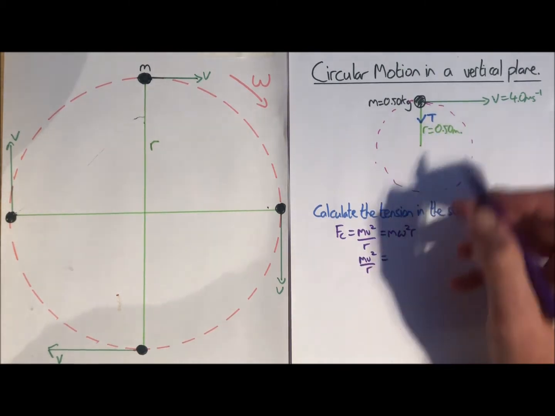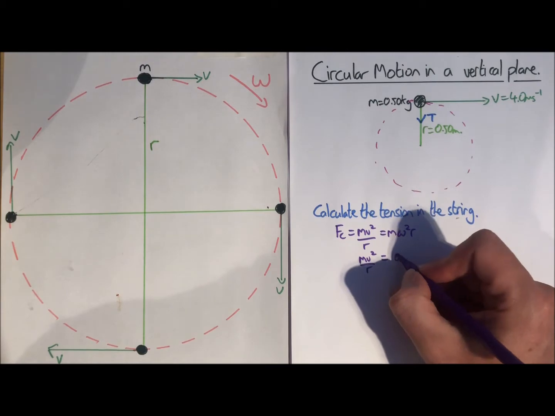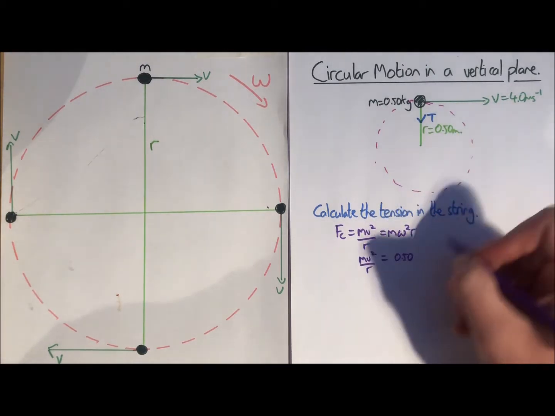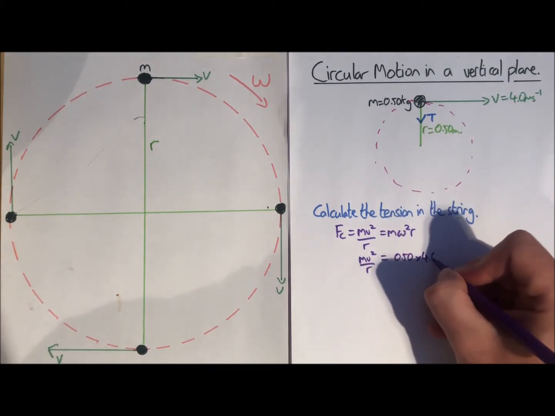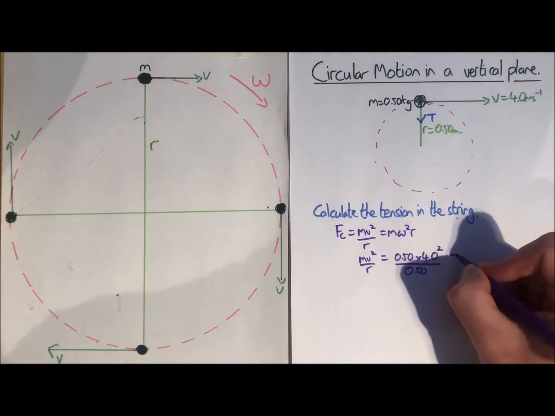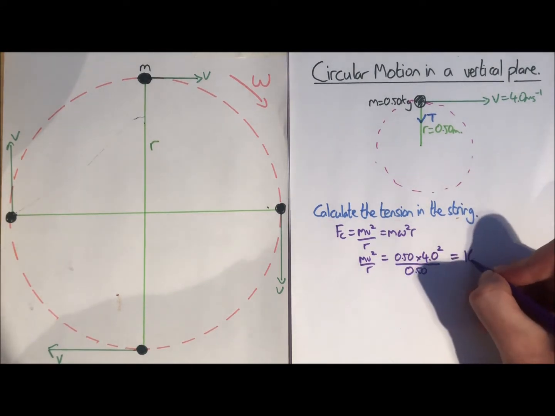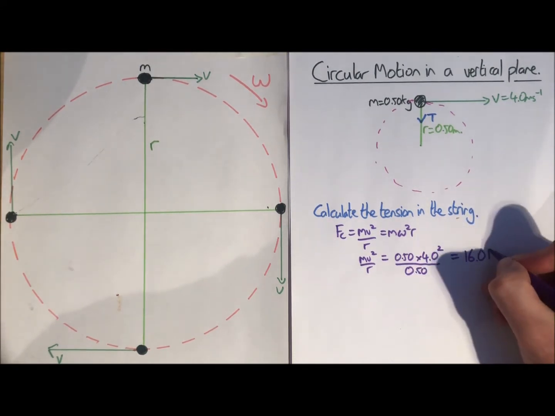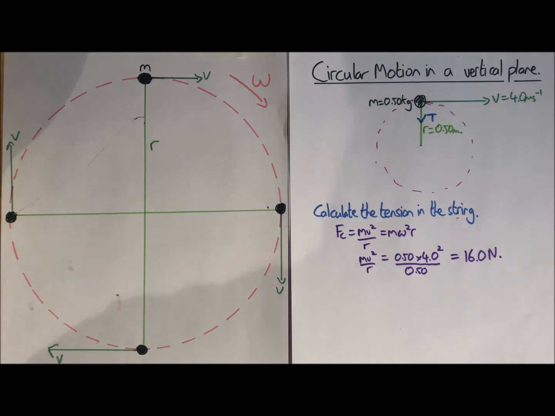is equal to mass 0.5, velocity of 4 squared divided by the radius, which is 0.5. So I've picked quite easy numbers, and that's going to give us clearly a centripetal force of 16 newtons.